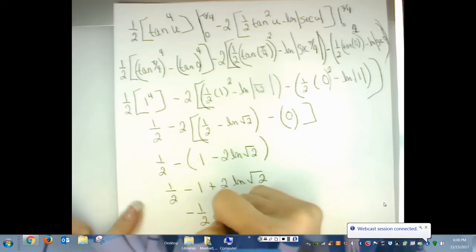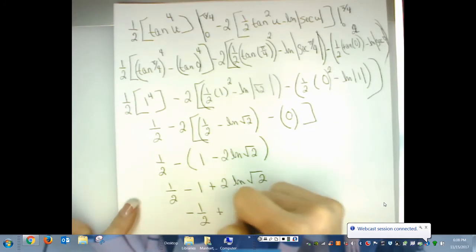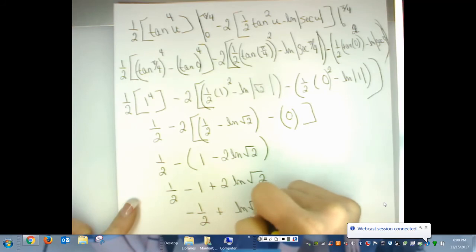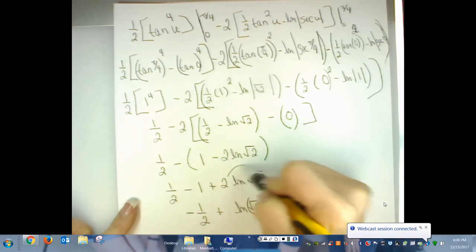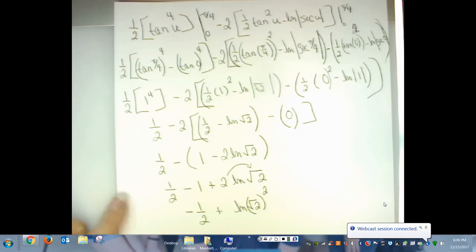And remember what this is going to be. This is the natural log square root of 2 quantity squared, because this particular coefficient can become the exponent, and the square root of 2 squared is just 2. So here's your final answer, negative 1/2 plus the natural log of 2.